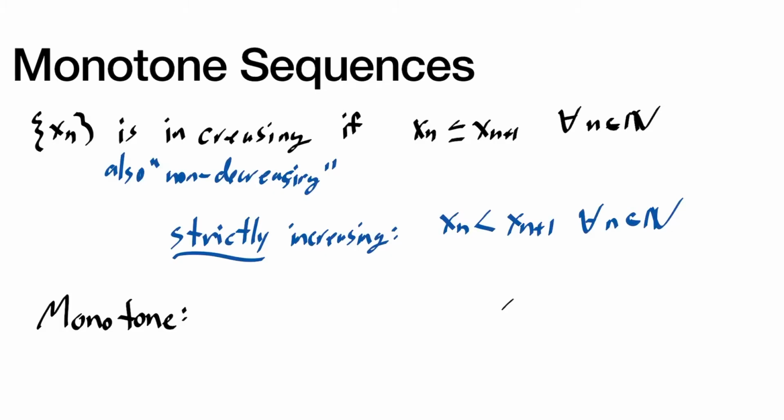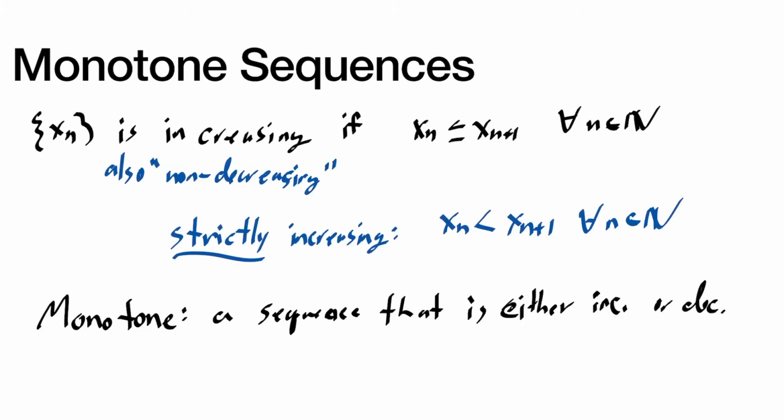So a monotone sequence, a sequence that is either increasing or decreasing. And then I'll put always as kind of a side note. Because notice, when we say a sequence is increasing, we're not saying it's increasing one time. We're saying it's increasing all the time throughout the entire range.